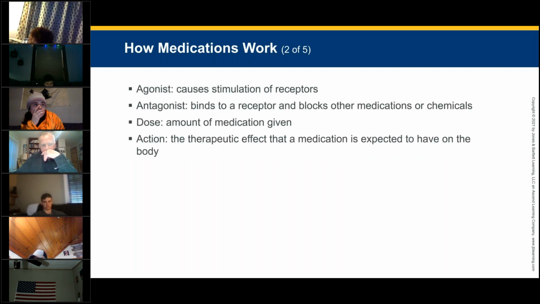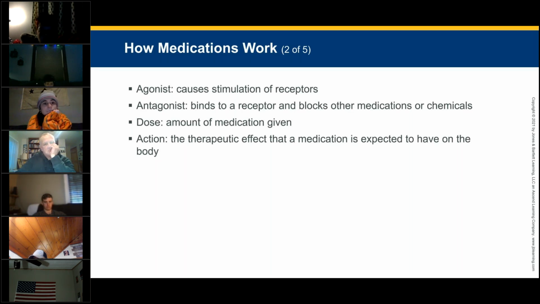An agonist is a medication that causes stimulation of receptors. An antagonist is a medication that binds to a receptor and blocks other medications or chemicals from attaching. The dose is the amount of medication that is given, which can depend on the patient's weight, the patient's age, and the desired action of the medication. And the action is the therapeutic effect that a medication is expected to have on the body.